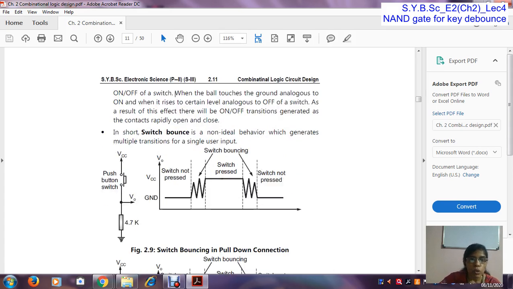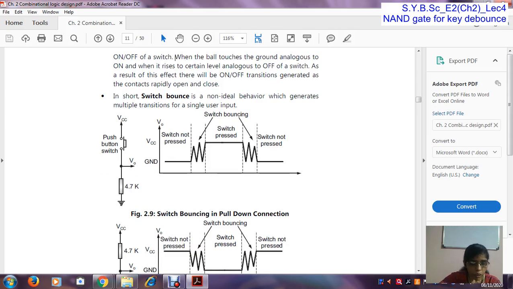Okay, so in short, switch bounce is a non-ideal behavior which generates multiple transitions for a single user input. So here, this is the VCC. This is the simple push button switch. Here we connect the register to this push button switch. So this condition is the zero level, that means no switch press. When we press the switch, then we get this condition and this condition.